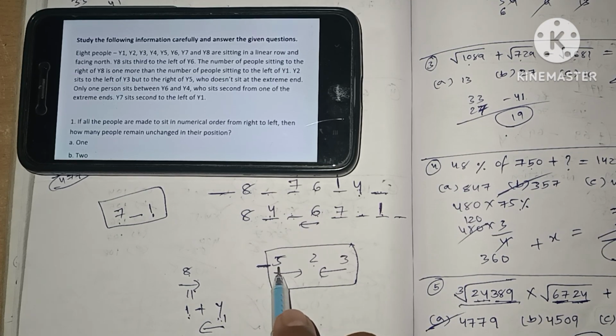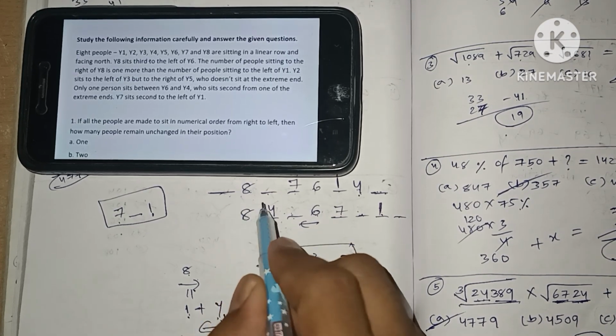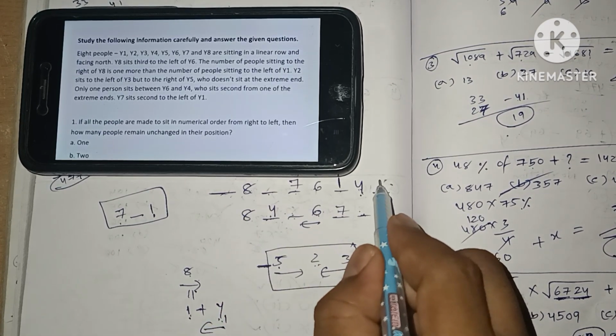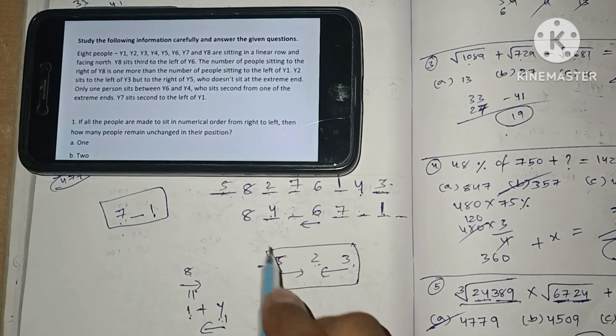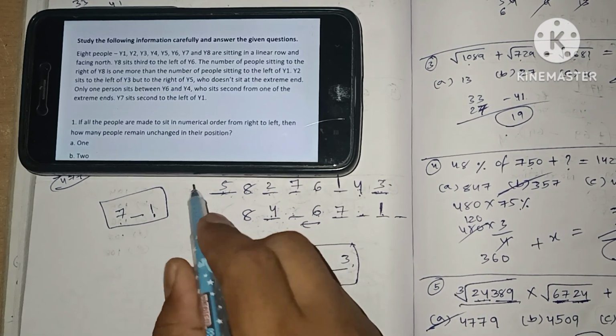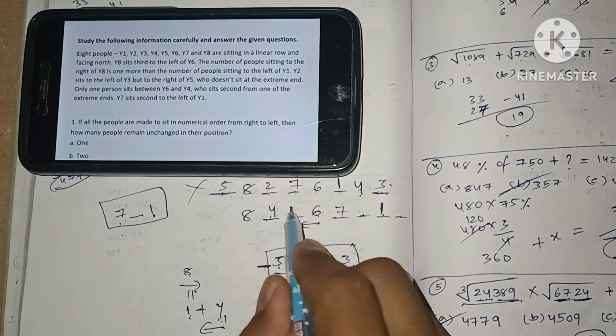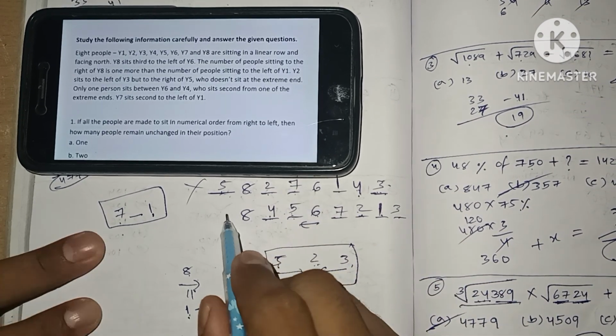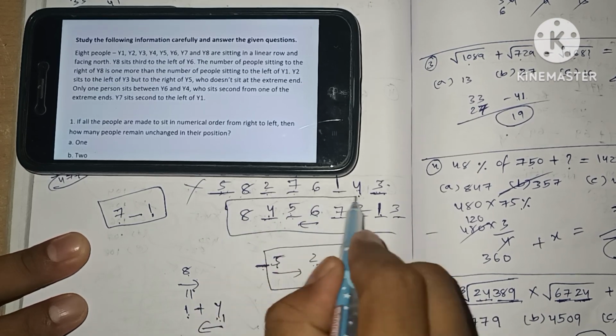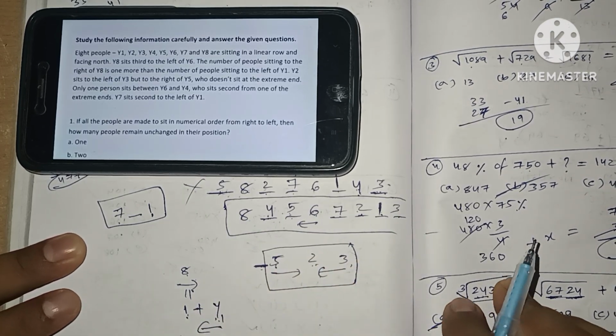Next we got 7 and 1 also. We are left with only 5, 2, 3. We can place 3, 2, 5, but 5 cannot sit at the extreme end. So this case fails. In this case we place 5, 2, 3. So this is the solution of our puzzle. Let's see the questions that are asked.